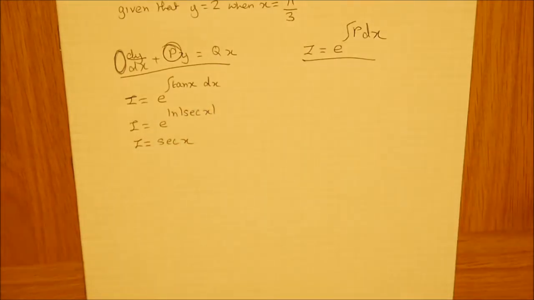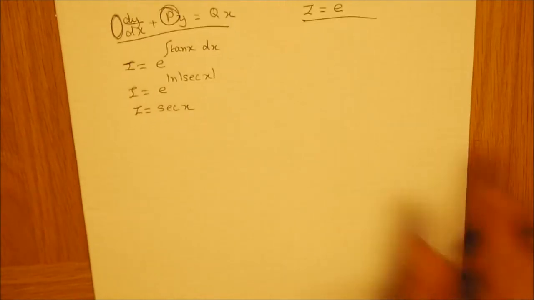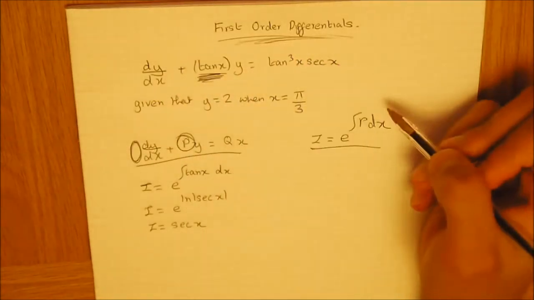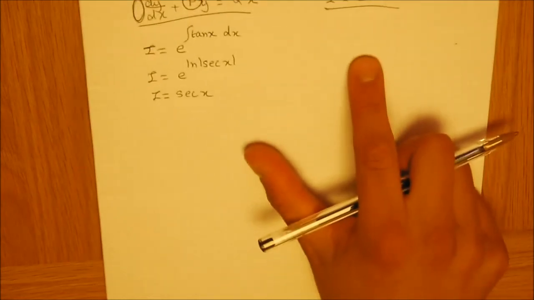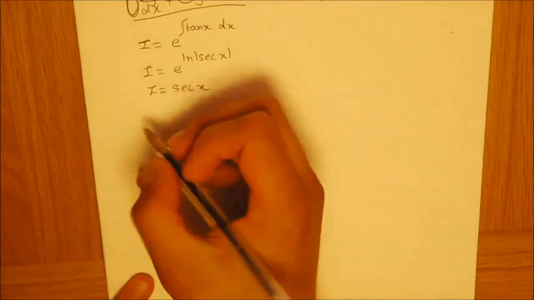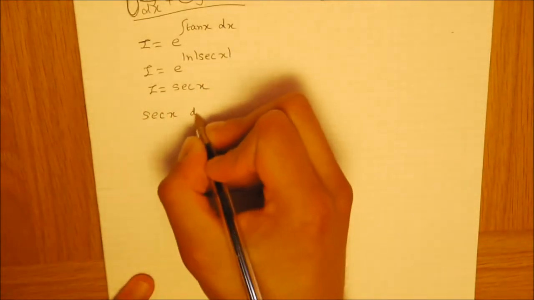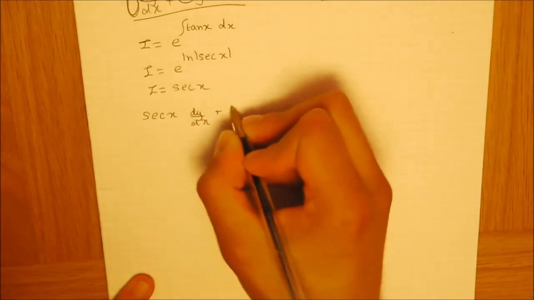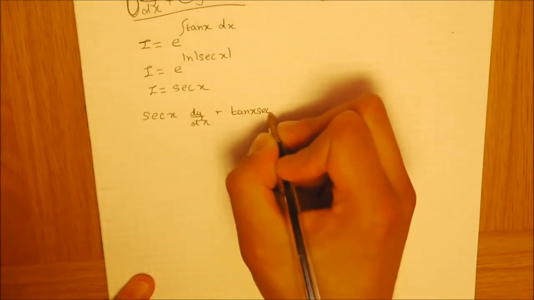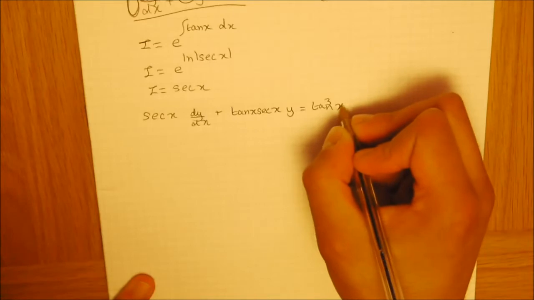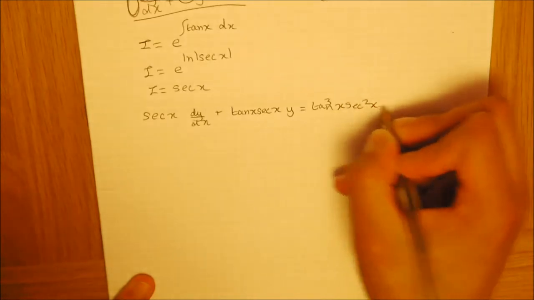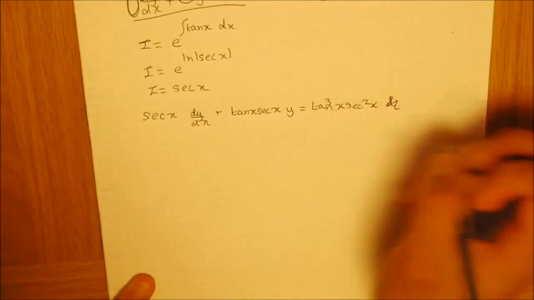That's really convenient, actually. Now the easy way of checking whether you've got your integrating factor correct is to multiply every value in the original question by sec x. Trust me, this makes a big difference, and it's a really good check. So that would be sec x dy/dx plus tan x sec x y equals tan cubed x sec squared x. No, sorry, just tan cubed x sec squared x.